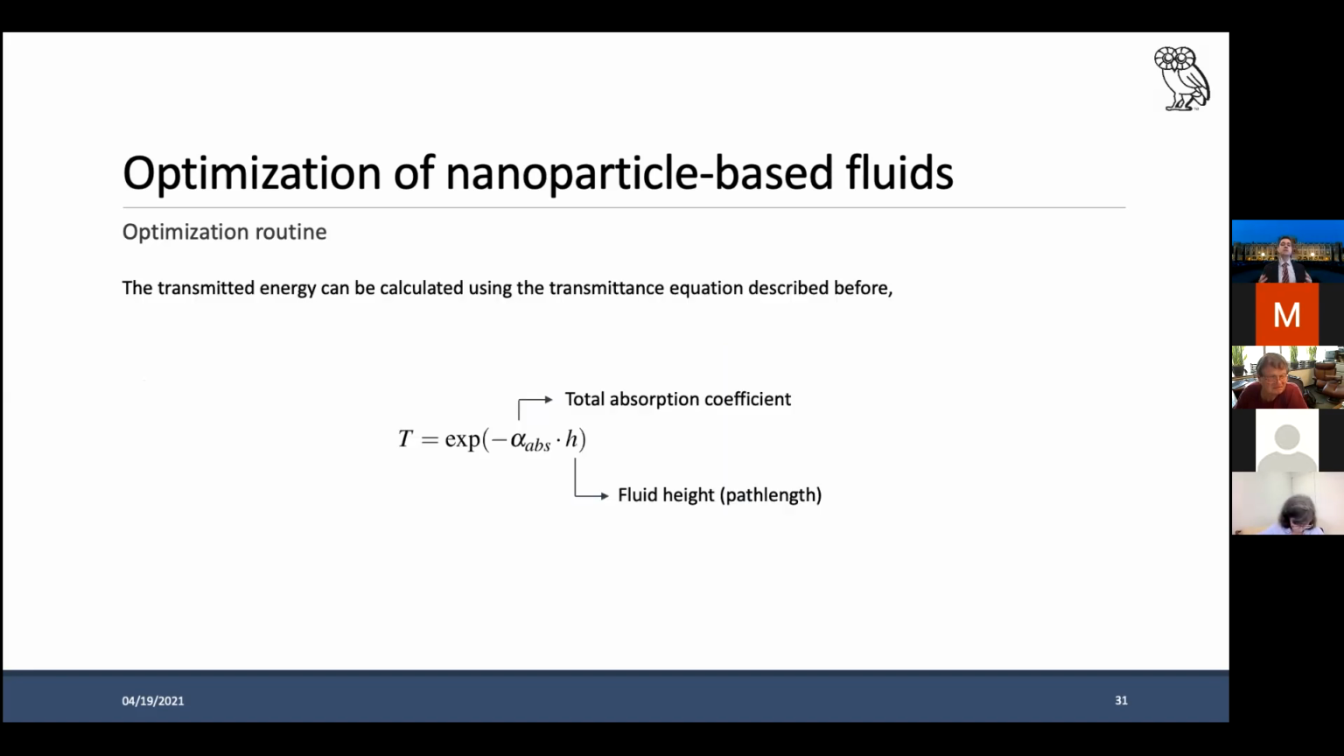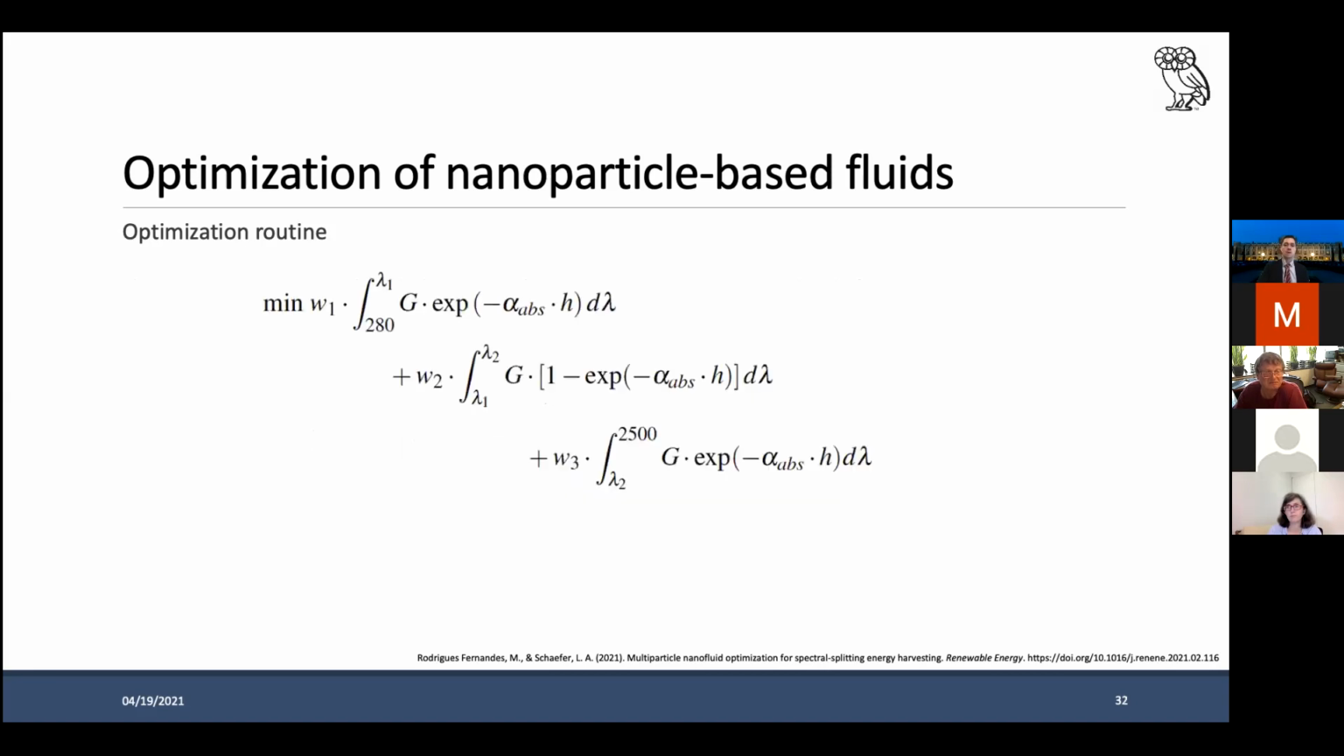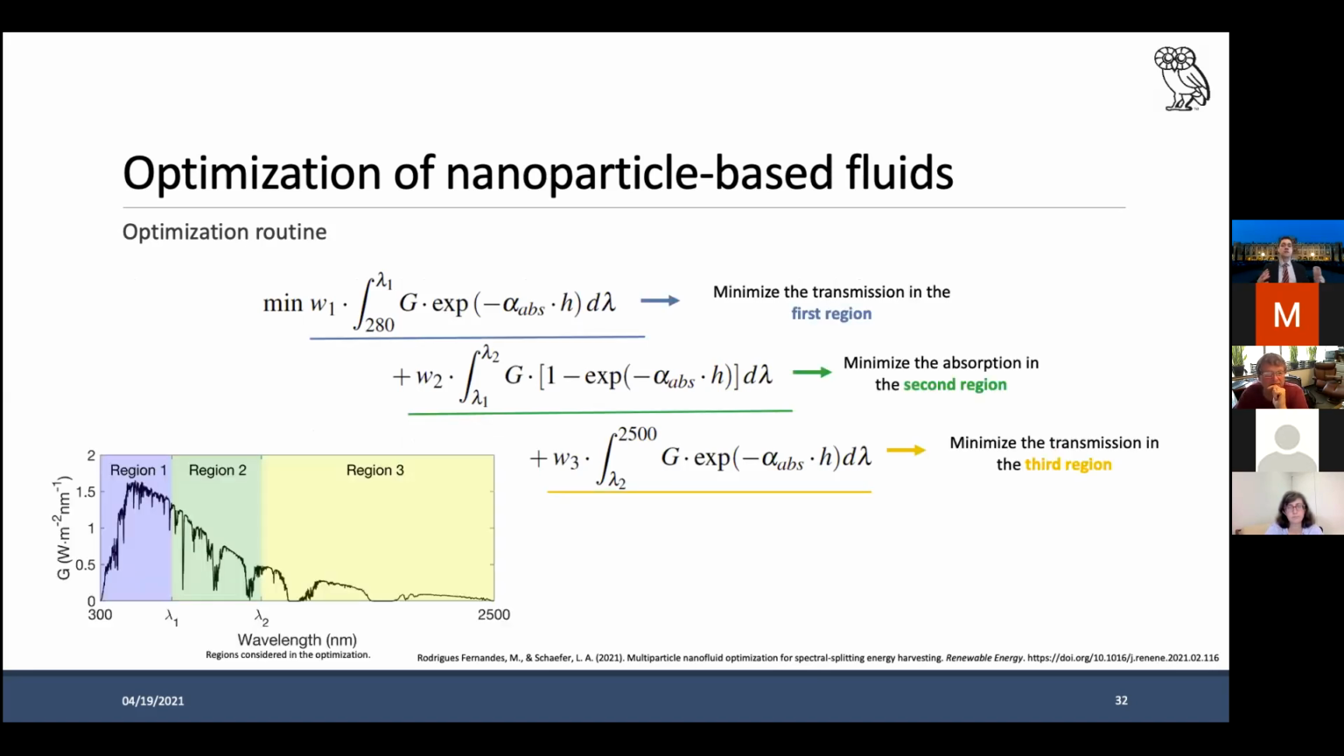To create the optimization routine, we use the same transmittance equation that I presented in the introduction. But here we expanded that expression to calculate the amount of solar energy transmitted within a region of the spectrum defined by lambda 1 and lambda 2. Finally, we expanded that expression to the regions 1, 2, and 3. And again, the idea of the optimization routine is to minimize the transmission in the first and third regions while maximizing transmission or minimizing absorption in the second region.